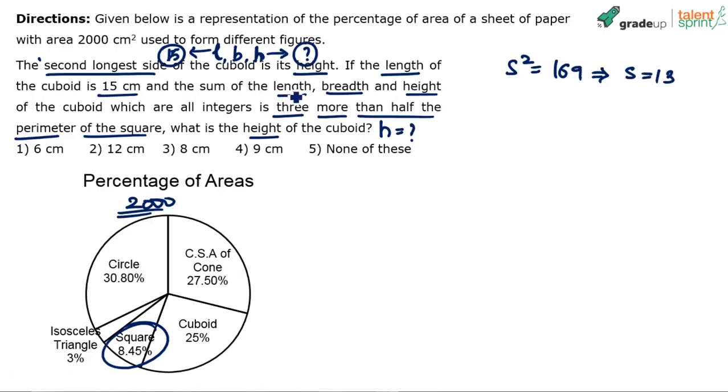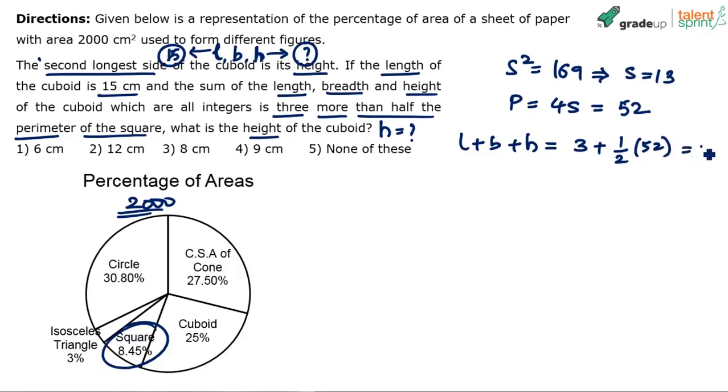What do we know? L plus B plus H is 3 more than half the perimeter of the square. What is the perimeter of a square? 4 into S, so 4 into 13 is 52. 3 more means 3 plus half of the perimeter of the square. Half of the perimeter is 26. 26 plus 3, 29.